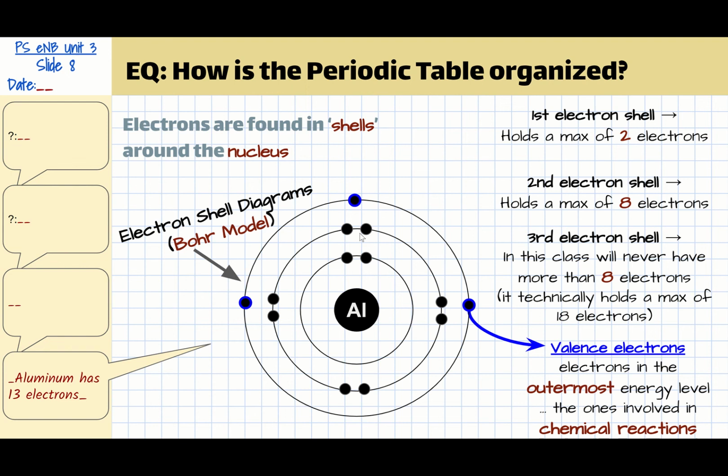So that is a Bohr model, and if you see a model of an atom like this, with circles and dots, this is called a Bohr model and is showing the location of electrons around the nucleus. And again, this is definitely not to scale. And again, electrons really don't orbit the nucleus like a planet would orbit the sun.